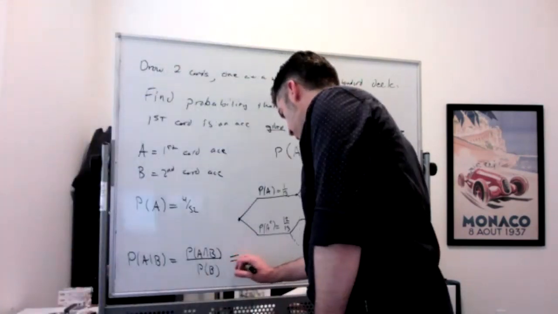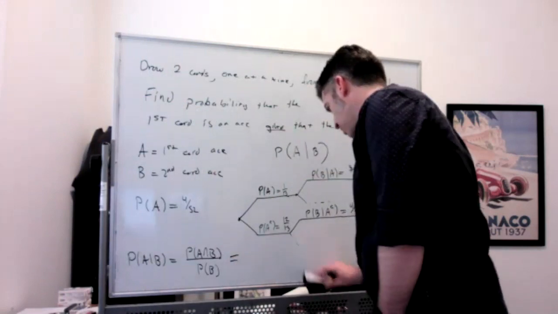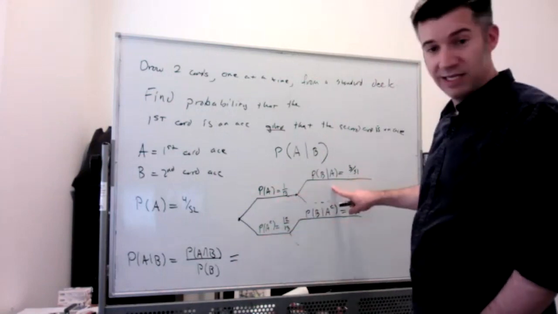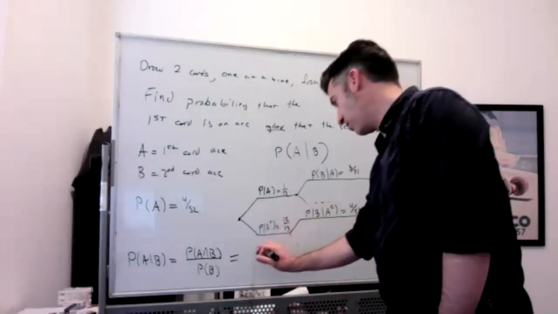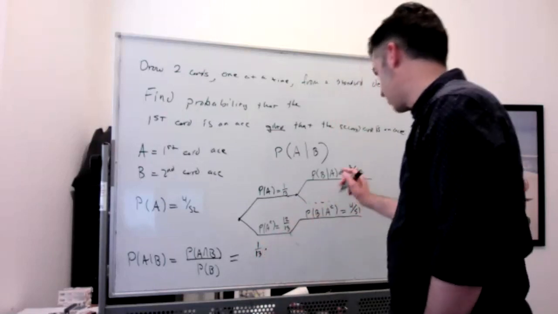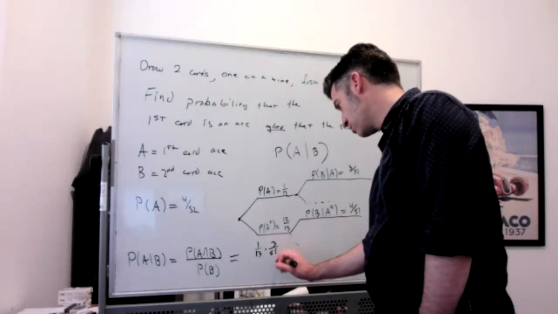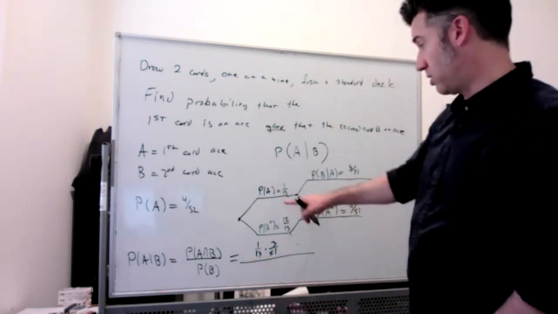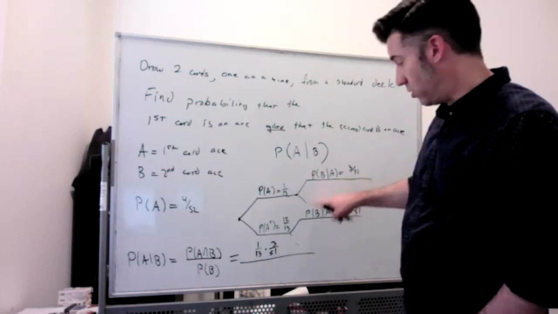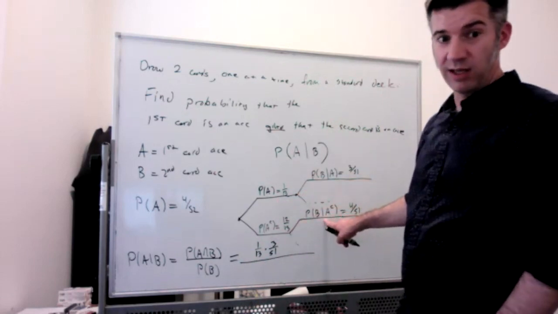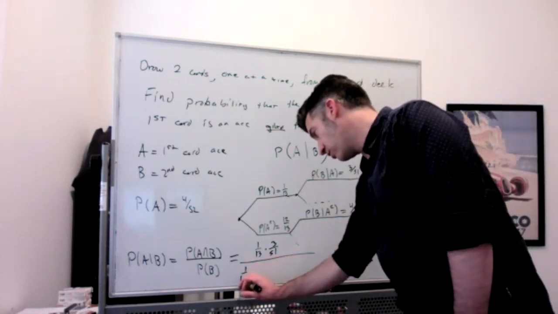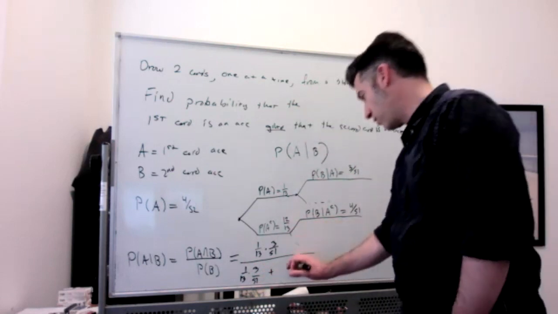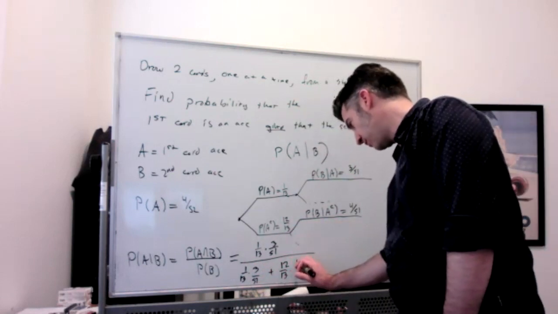So the probability of A and B is all the ways you get to A and B. So A first, B second. The probability of A and B is 1/13 times 3/51, divided by the probability of B, which is all the ways of getting to B. So you can do this and this, or you can do this and this. Those are all the ways of getting to just B. So that's going to be 1/13 times 3/51 plus 12/13 times 4/51.